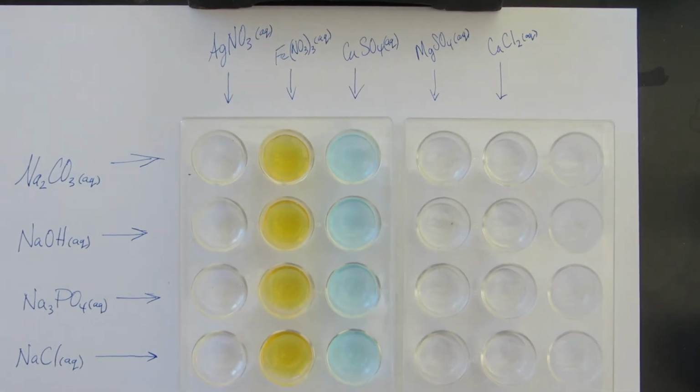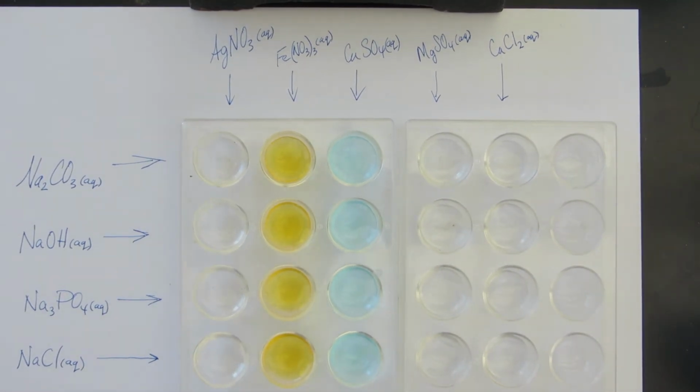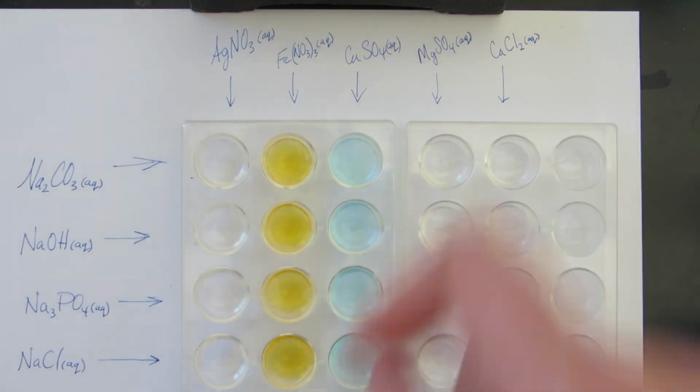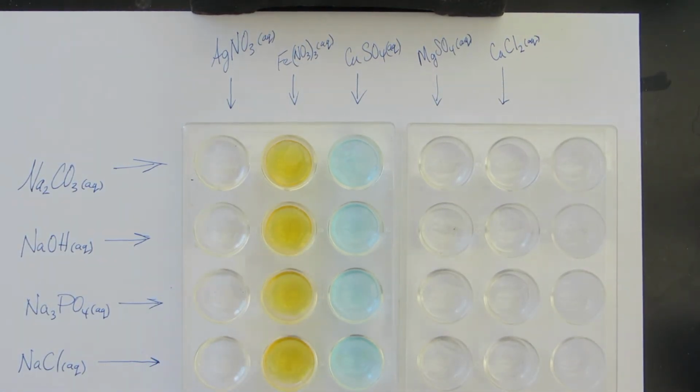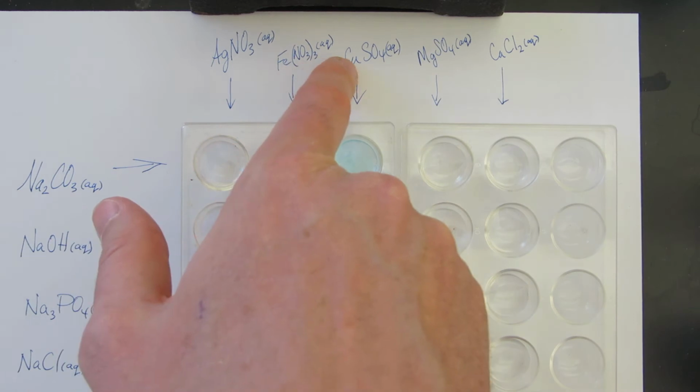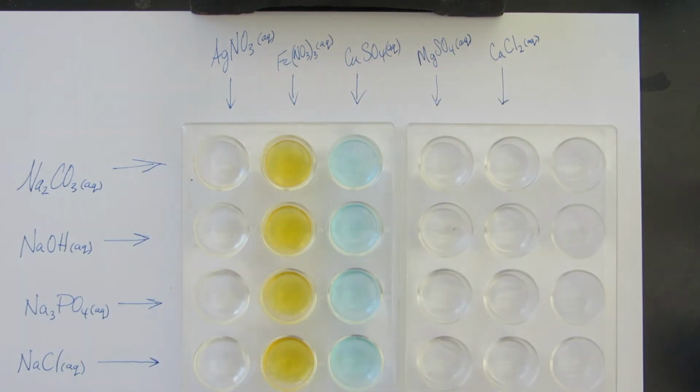All right, we're going to look at some double displacement reactions. So across the top, what we have are 6 different aqueous compounds. These compounds all have cations that tend to precipitate when they're with some certain ions.